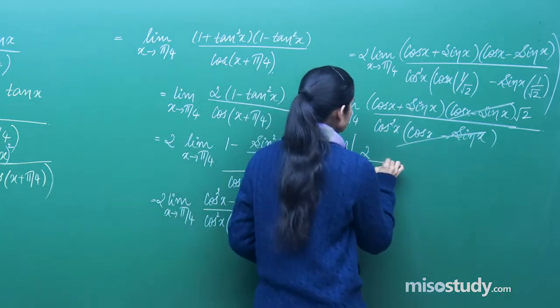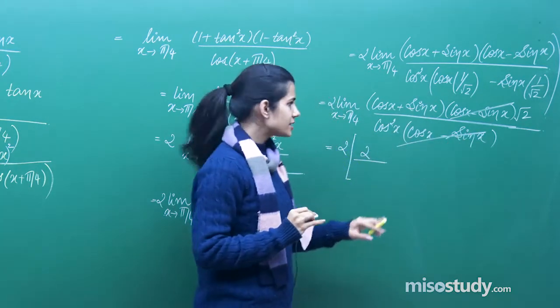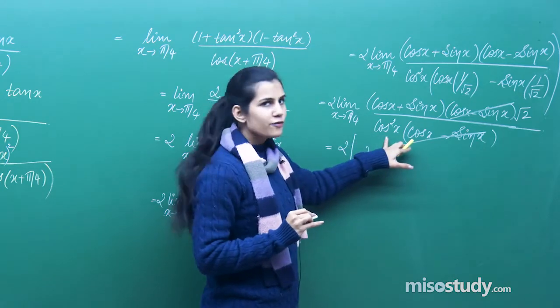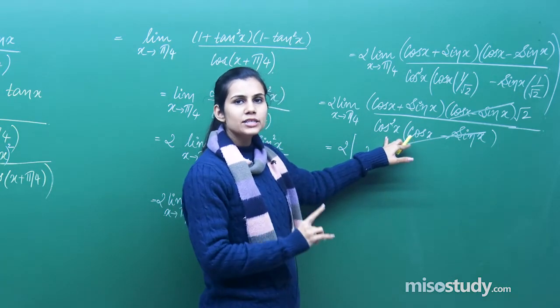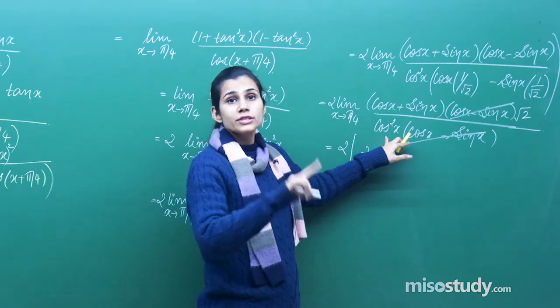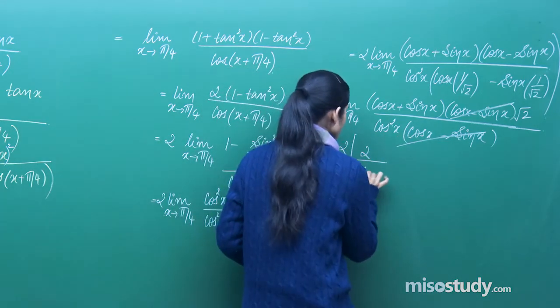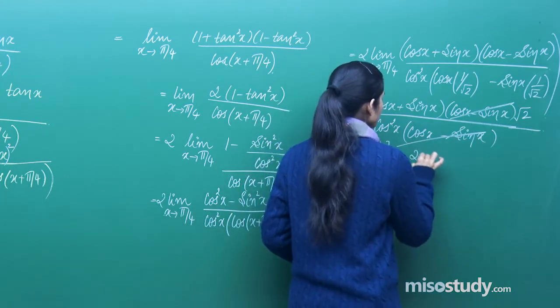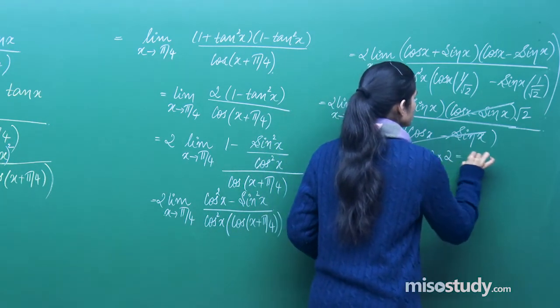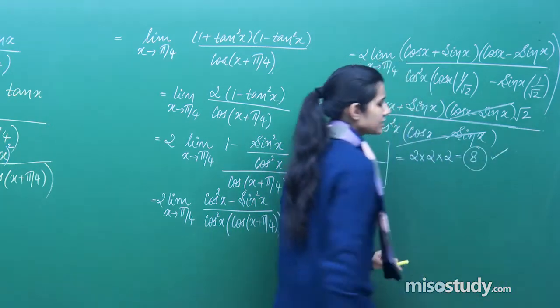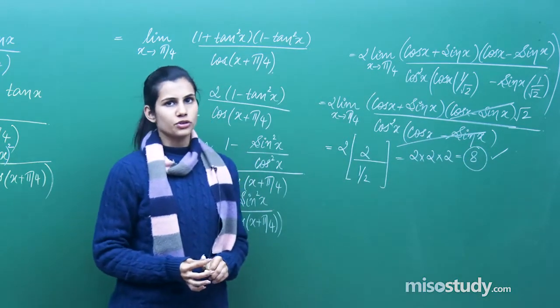And what is this? Limit x tends to pi by 4 of cos square x. That means limit x tends to pi by 4 of cos x whole square. That means 1 by root 2 whole square, which is 1 by 2, which gives you 2 into 2 into 2, which is 8. And that happens to be your answer.